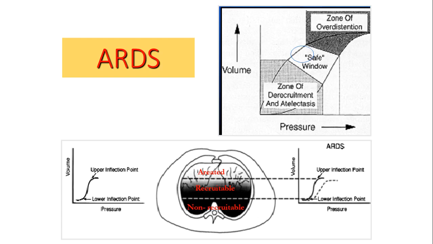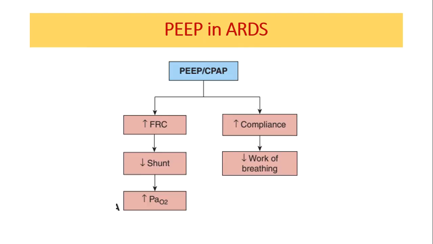ARDS, the classical model which has been described is that there are areas which are aerated, there are partially recruitable areas, and there are totally collapsed areas. And the safe window is to recruit the area which is recruitable, right? And that area is supposed to lie between the upper and lower inflection point. So PEEP in ARDS up to a specific level is good, beyond a specific level is dangerous.